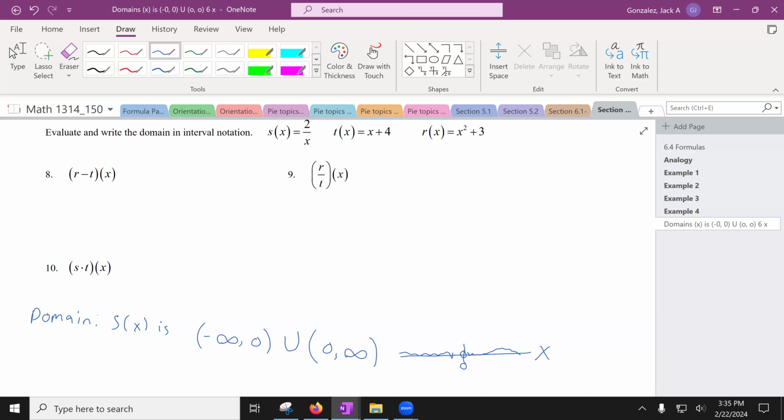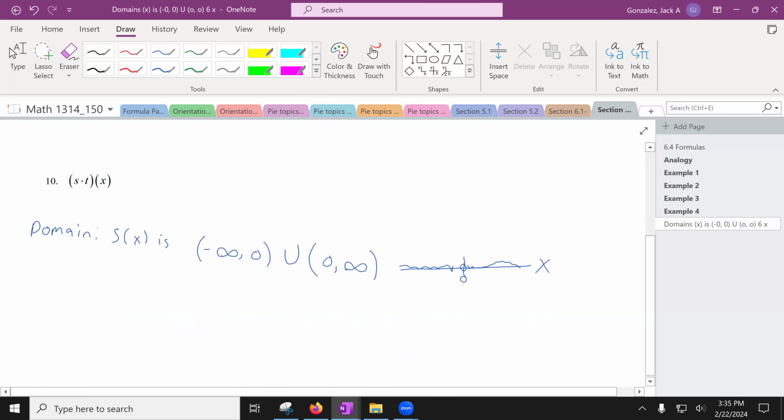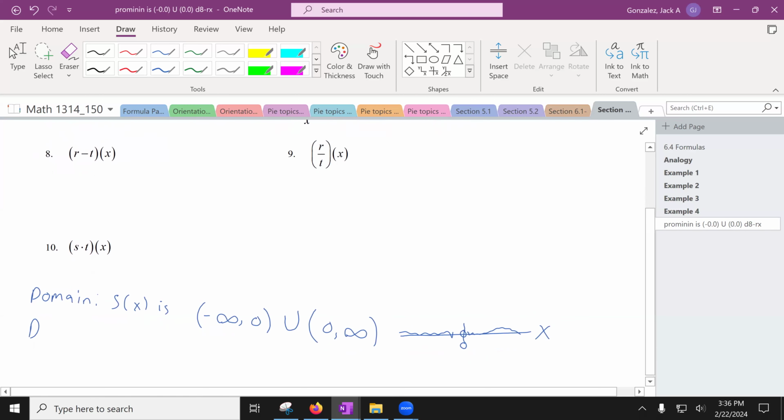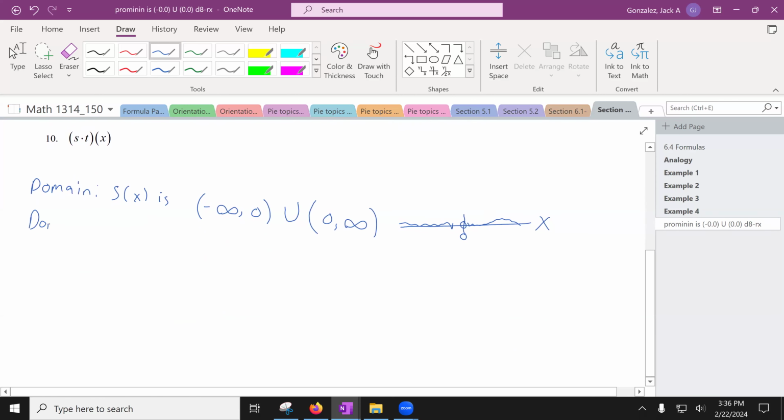Okay. These two are just domain. Domain is all numbers, so it doesn't matter. So once you have all of them, you can answer these questions. This one, S, T, right? And so, all real numbers, so just negative infinity to infinity.